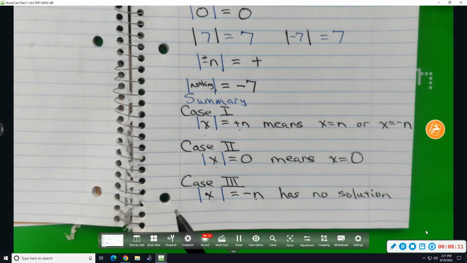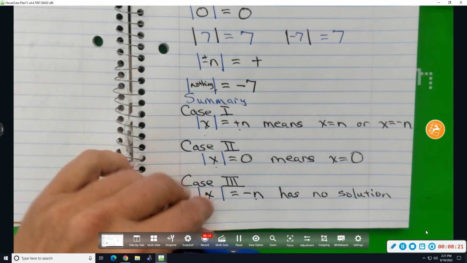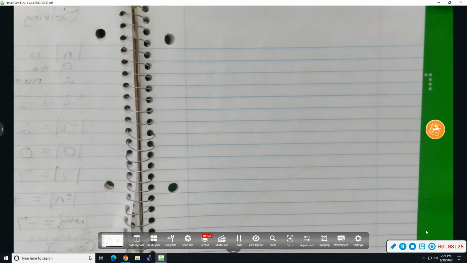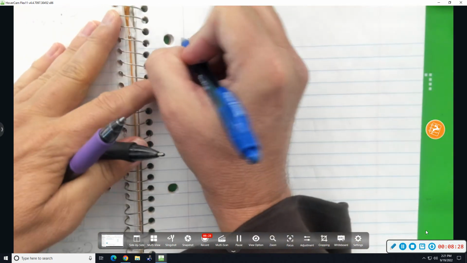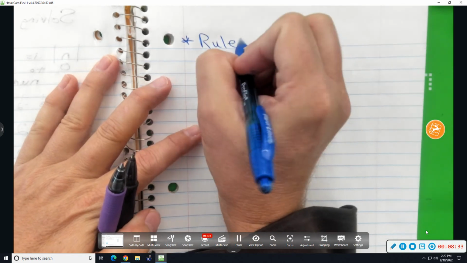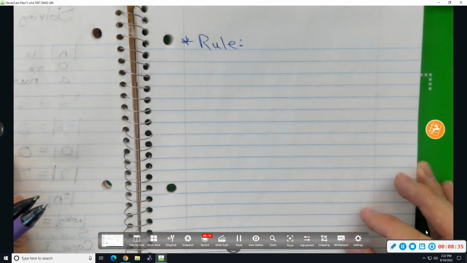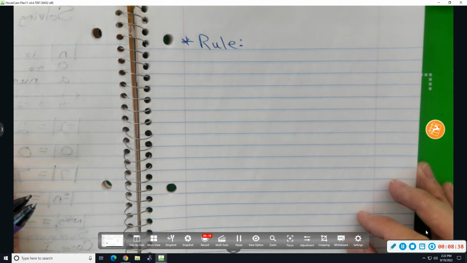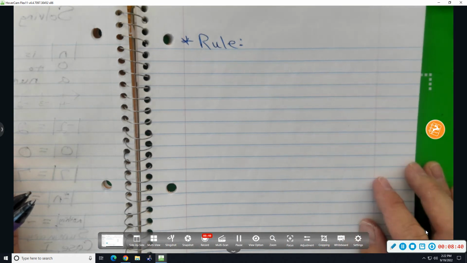But notice the way I was saying something I wasn't writing down. I was saying if you have an absolute value by itself on one side. So make a note as you're going through these equations. This is going to be an important rule. Always, always, always isolate the absolute value before deciding which of the 3 cases you have.